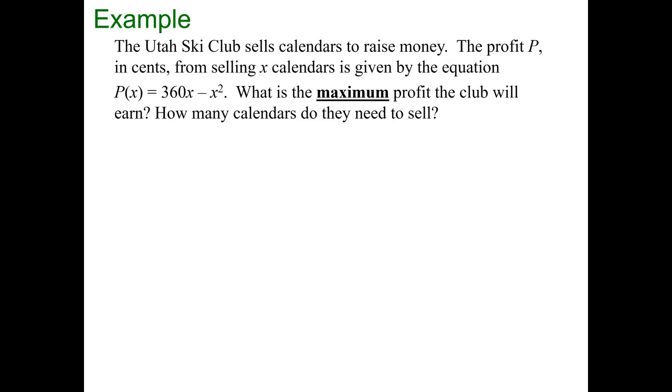So the Utah Ski Club sells calendars to raise money. The profit, P, in cents, from selling x calendars is given by the equation P of x equals 360x minus x squared. What is the maximum profit for the club, and how many calendars do they need to sell?